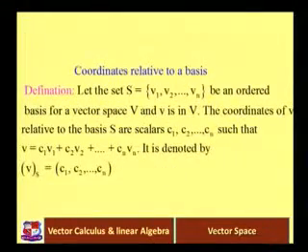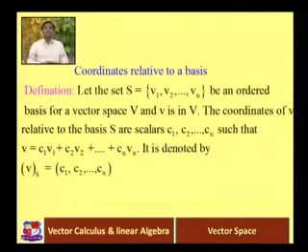So next topic is coordinates. Coordinates relative to a basis. Here is the definition. Let the set S = {V1, V2, up to Vn} be an ordered basis for a vector space V. Now this is a basis. That means any vector in V can be expressed as a linear combination of those n vectors, because S is a basis. Using the definition of basis, any vector in vector space V can be expressed as a linear combination of V1, V2, up to Vn. And small v is in capital V, vector space V.